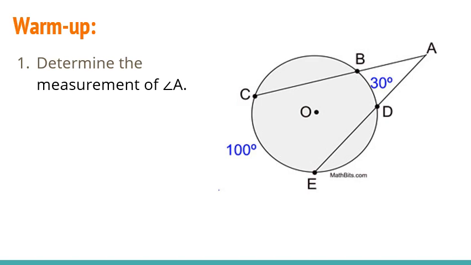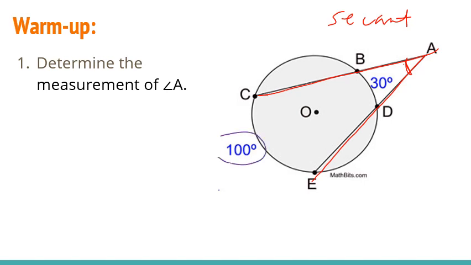Okay, first let's start with the warm-up on something that you've seen up to this point. If we were going to calculate the measure of angle A, this angle is being formed by two secant lines. So this is a secant line, and then this is also a secant line. This is sometimes known as the secant-secant angle theorem. And you've learned this already.